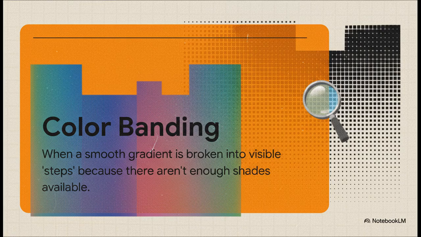Well, that visual glitch, it has a name. It's called color banding, and it happens for a really simple reason. There just aren't enough different shades of color available in the file to create that perfectly smooth gradient your eye wants to see. It's like trying to paint a sunset with only a handful of crayons.